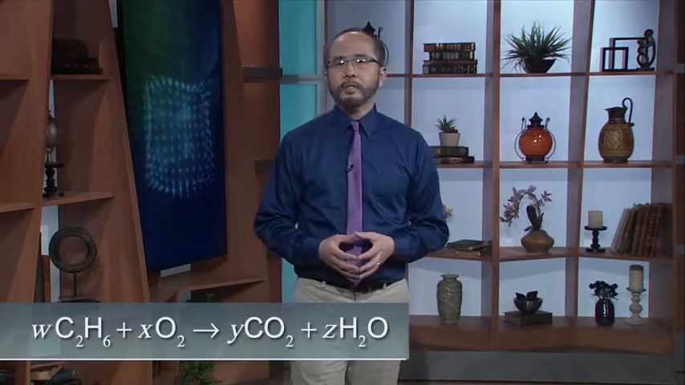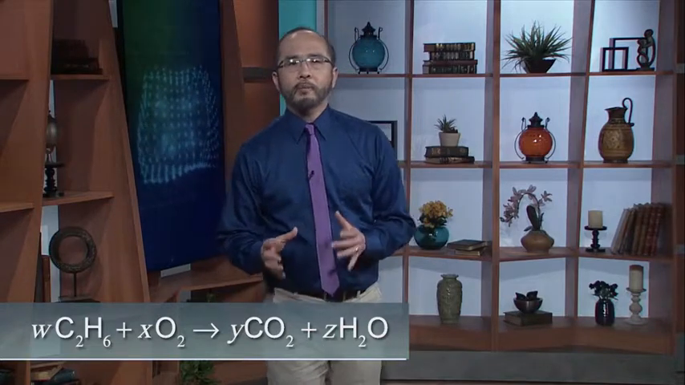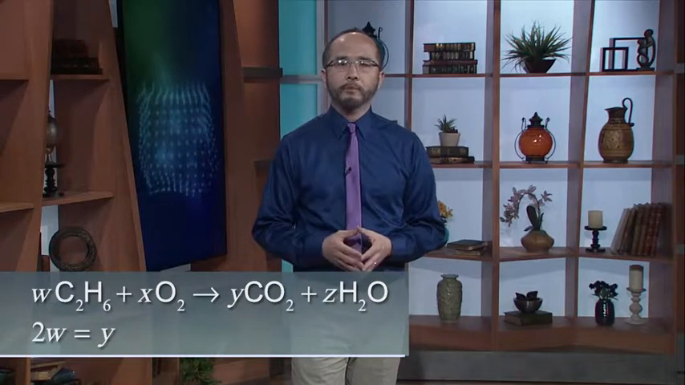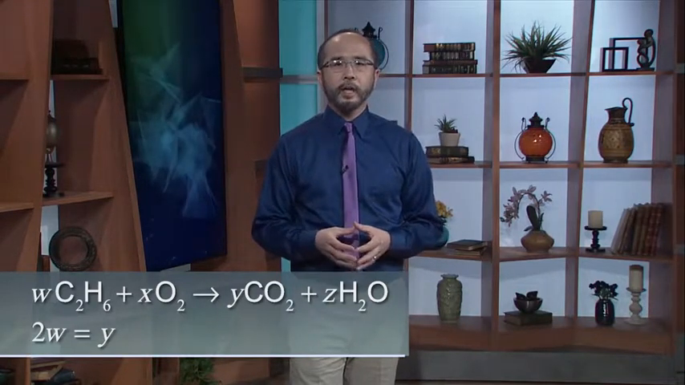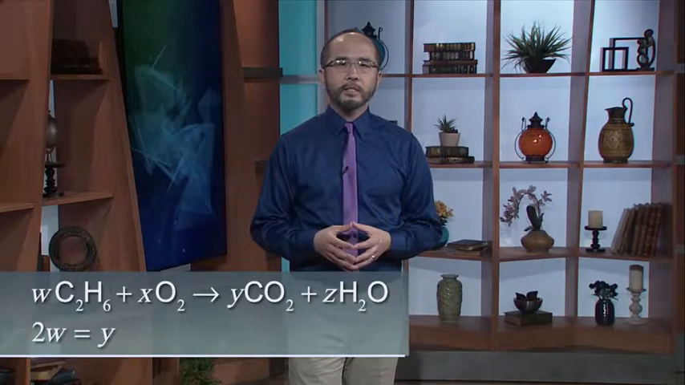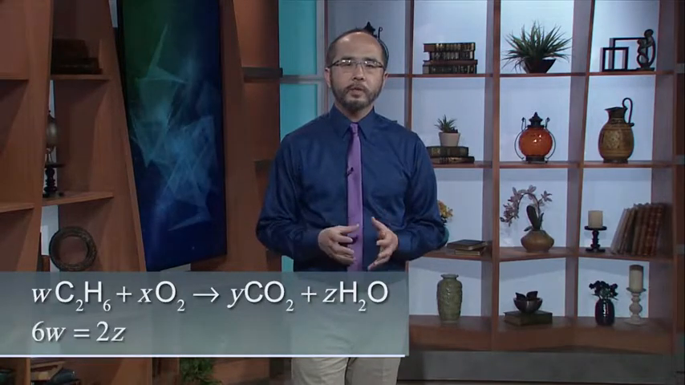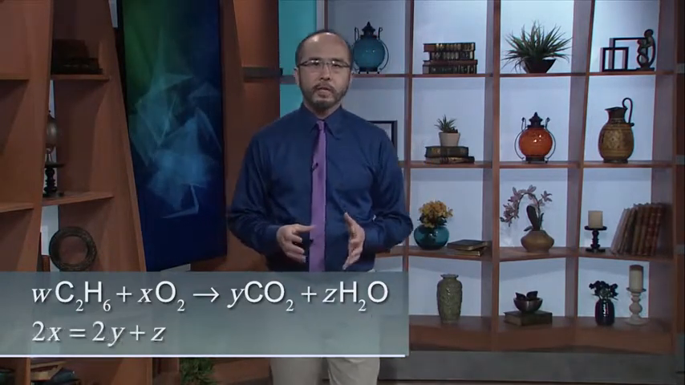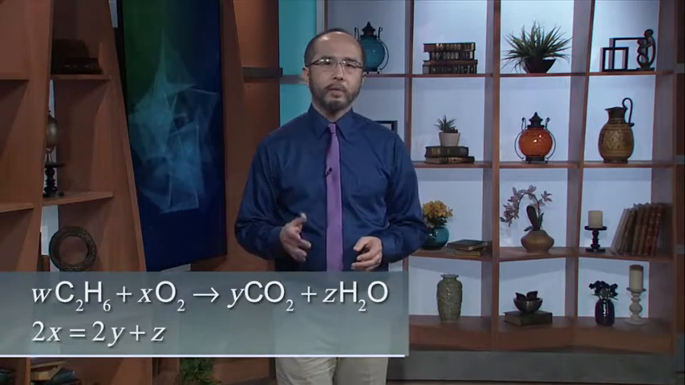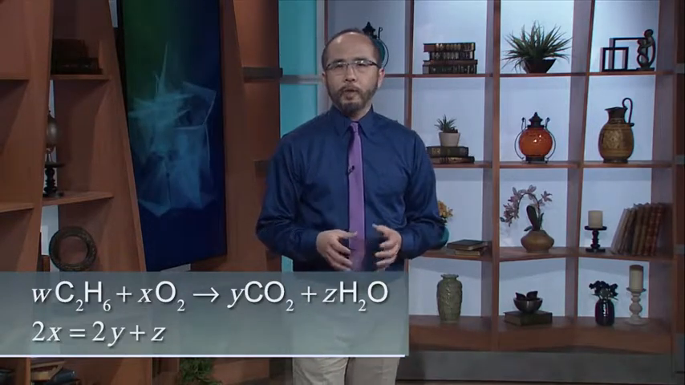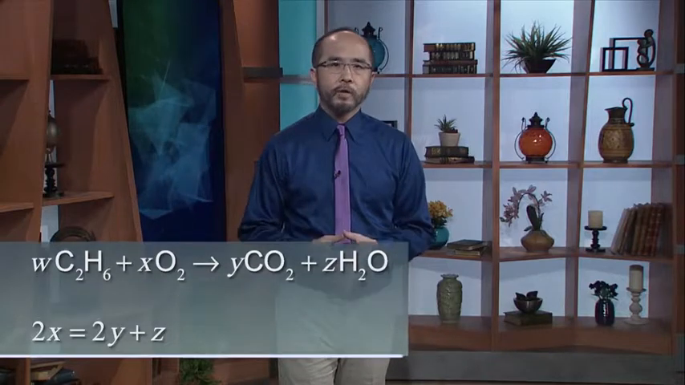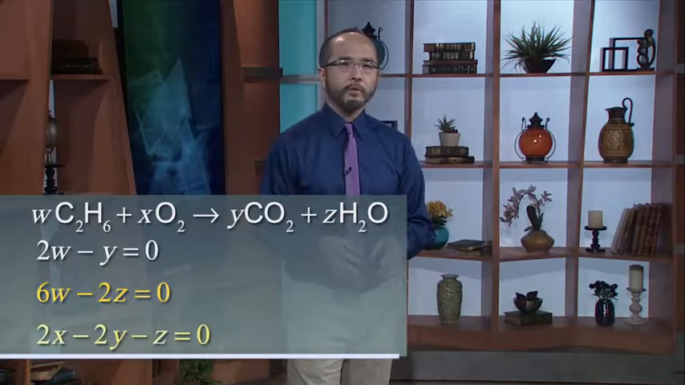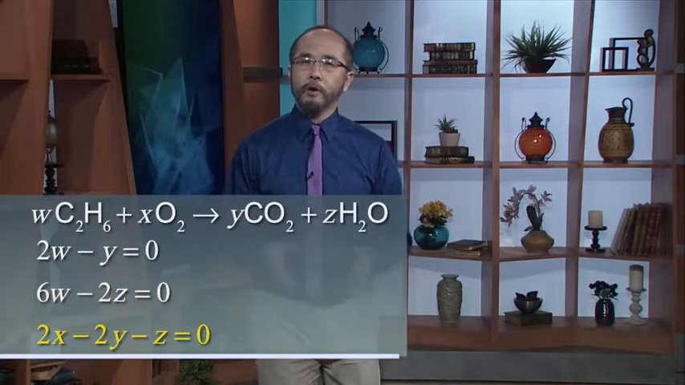For instance, since I know that the number of carbon atoms on both sides must be the same, I'm going to get the equation 2W equals Y. Looking at hydrogen and realizing the number of atoms on both sides is the same, we get 6W equals 2Z. Finally, for oxygen, we see that 2X equals 2Y plus Z. So if I put all the variables on one side, I get these equations: 2W minus Y equals 0, 6W minus 2Z equals 0, 2X minus 2Y minus Z equals 0.